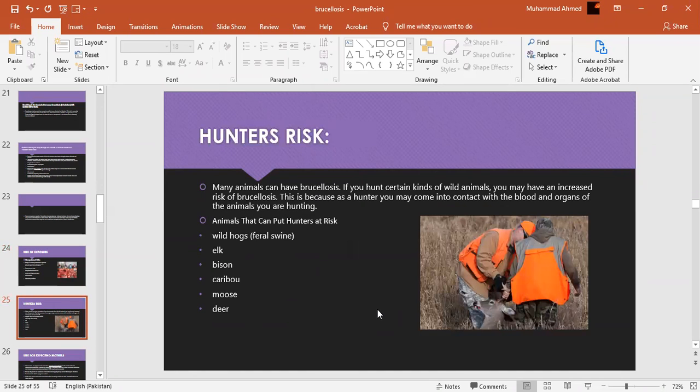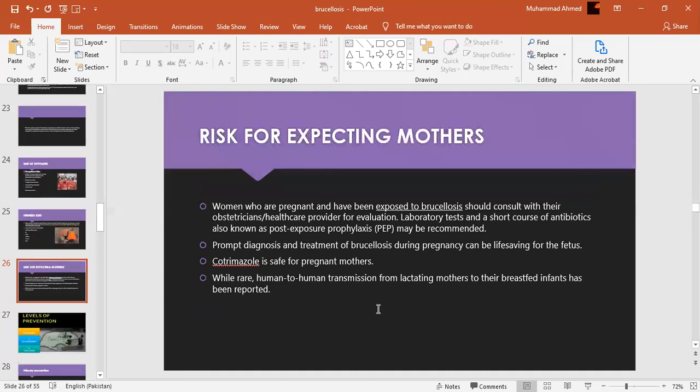Hunters' risk. Many animals can have brucellosis, and if you hunt certain kinds of wild animals, you may have an increased risk of brucellosis. This is because as a hunter, you may come into contact with the blood and organs of the animal you are hunting. Animals that can put hunters at risk are wild hogs, elk, and bison, as we have discussed earlier.